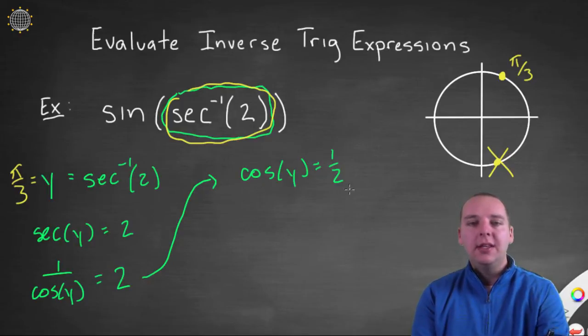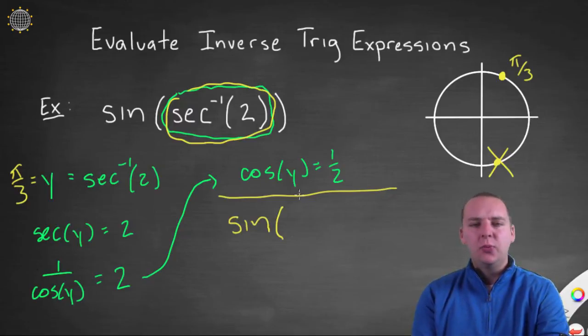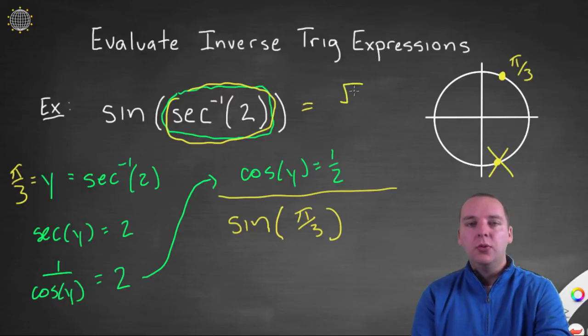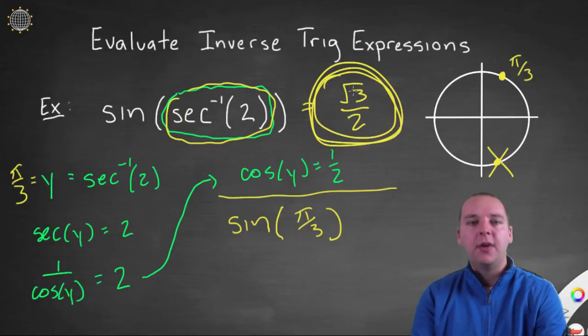All right, so now in yellow, all I really have to do is take sine, not of this weird secant inverse of 2 or what have you. It's really just sine of pi over 3. That's really all it is. And sine of pi over 3, as we all know, is root 3 over 2. So that would be your final answer.